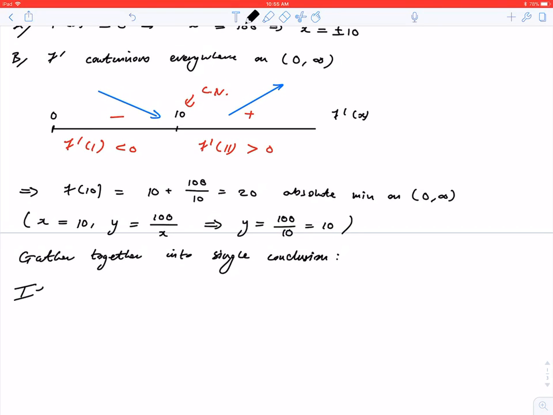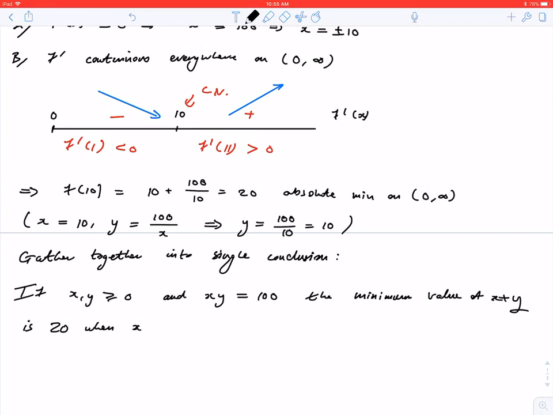So this is what I'd say. If x and y are greater than or equal to 0, positive numbers, and xy is equal to 100, the minimum value of the sum x plus y is 20 when x is equal to y is equal to 10. So that's put all together.